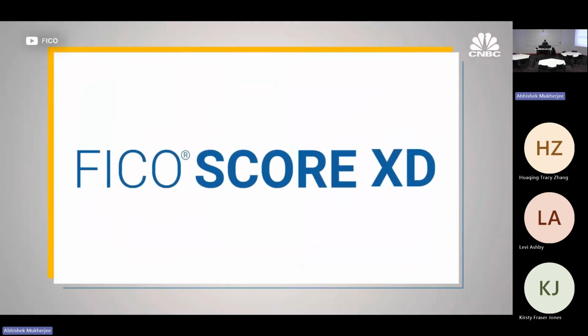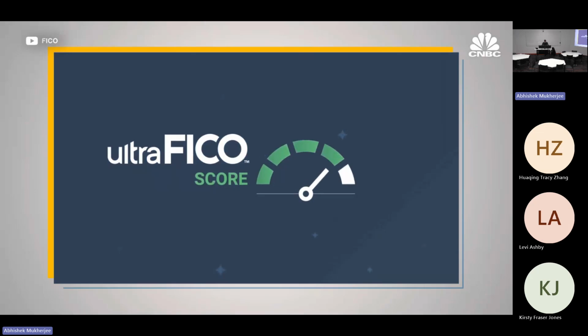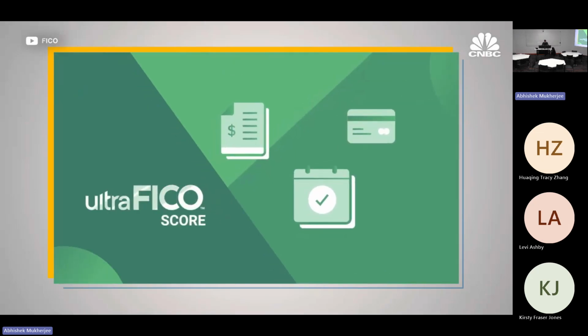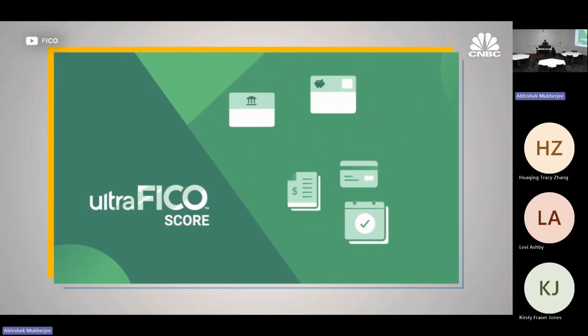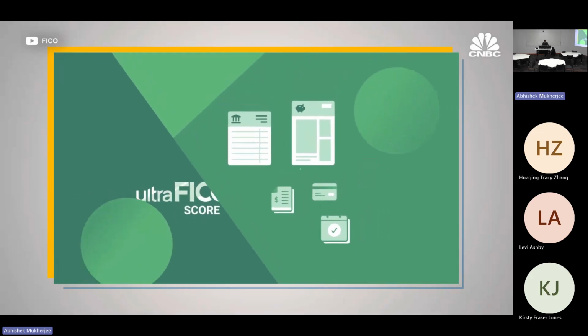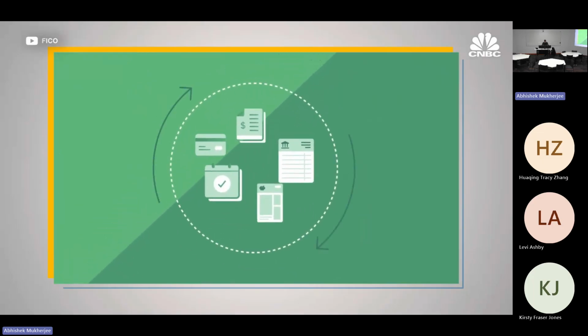We've innovated with scores like the FICO Score XD and the Ultra FICO score, they augment traditional credit data with rich alternative data, such as how you pay your telco utilities, as well as information that's in your checking and savings account. The point of these new scores is to allow consumers to find other ways beside the historical credit to demonstrate their ability to repay credit.